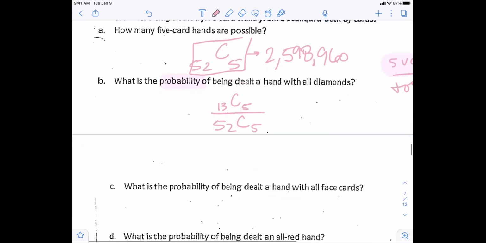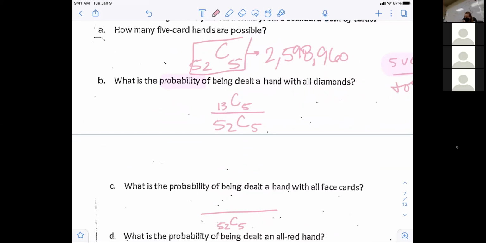Okay. The next one, it says, what's the probability of being dealt a hand with all face cards? Again, put your 52 choose 5 on the bottom. How many face cards are there again? 12. And how many do I want? 5. 12 choose 5.